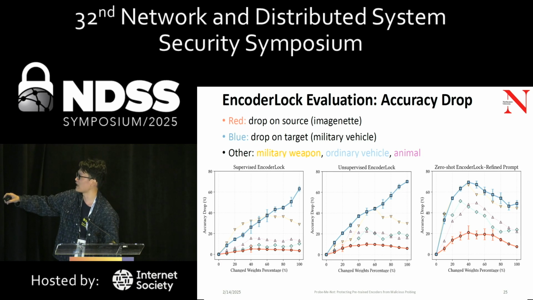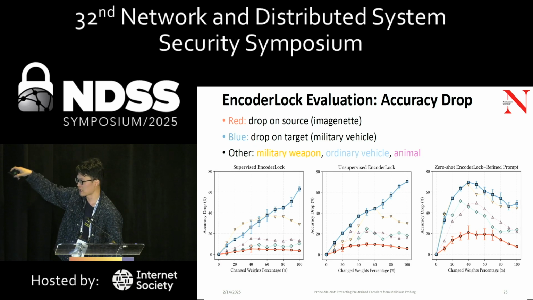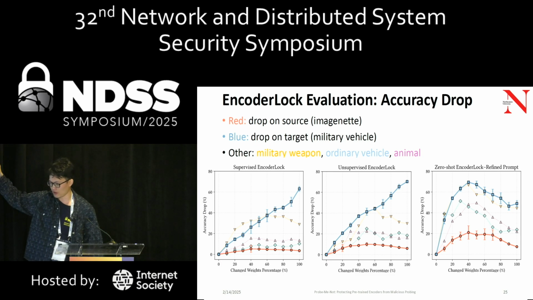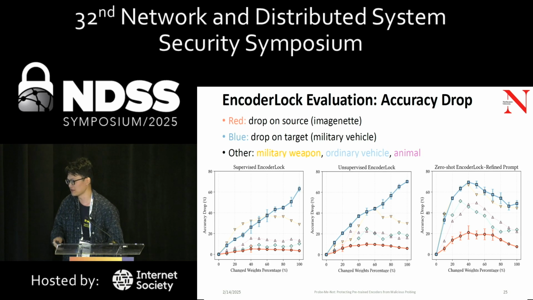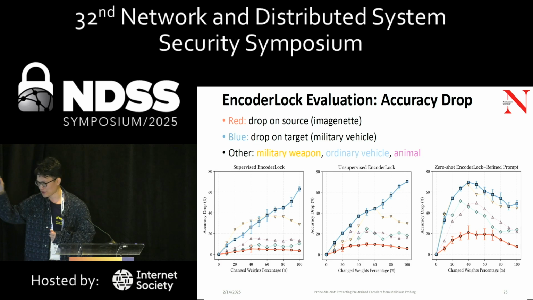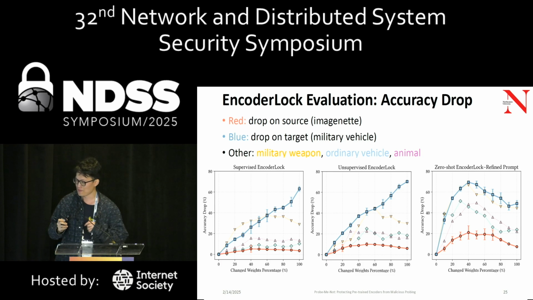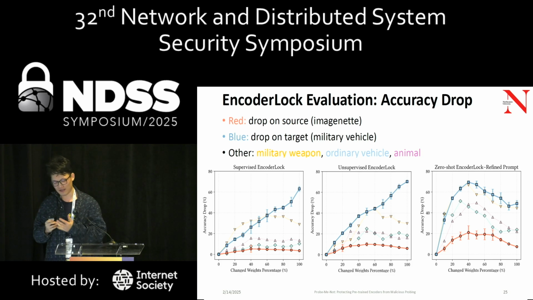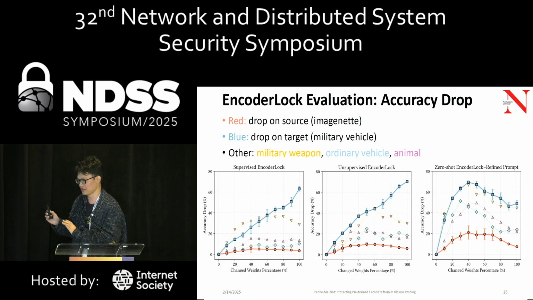You can easily find that for different levels, supervised, unsupervised, and zero-shot, we have a very high accuracy drop on the target domains. Well, one thing we need to notice is that the zero-shot encoder locker actually does not have very good performance. That is because you try to generate these synthetic data sets, you cannot guarantee that it doesn't hurt the performance on this target domain because this is AI generated.